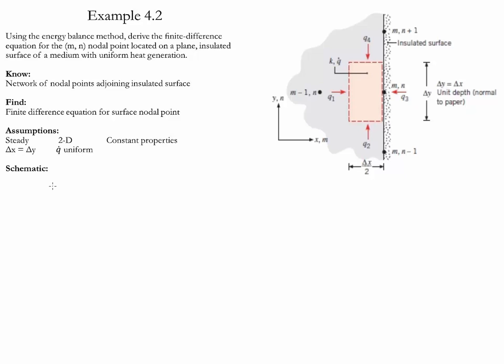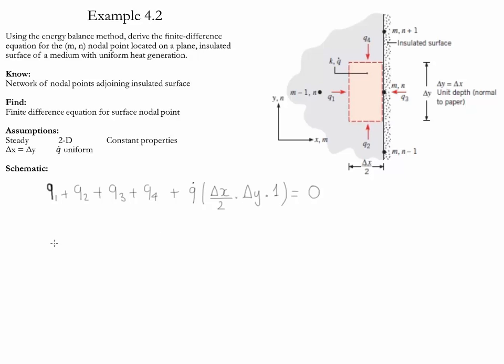If we do a balance of energies, we can simply say that Q1 plus Q2 plus Q3 plus Q4 plus Q generated times the volume of the element has to be equal to 0. The element volume is delta x over 2, times delta y, and the depth is equal to 1.